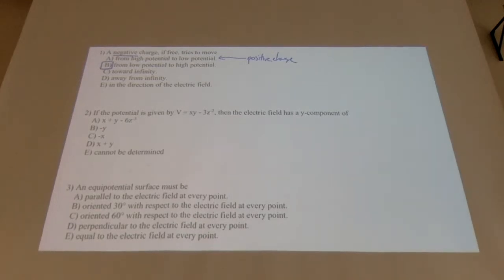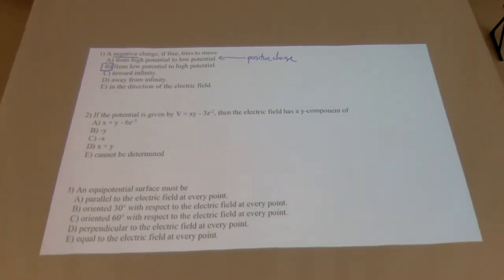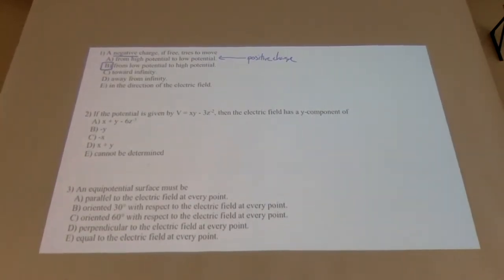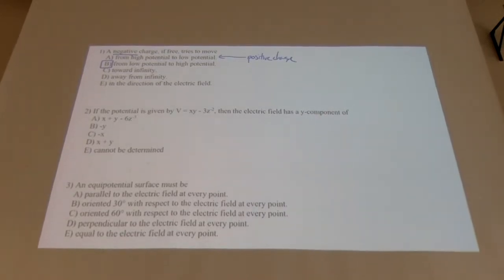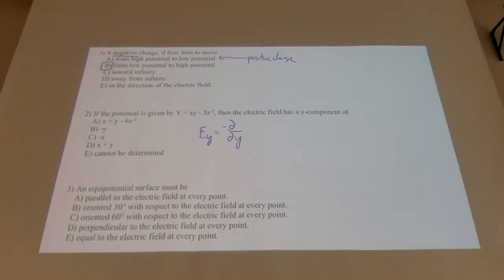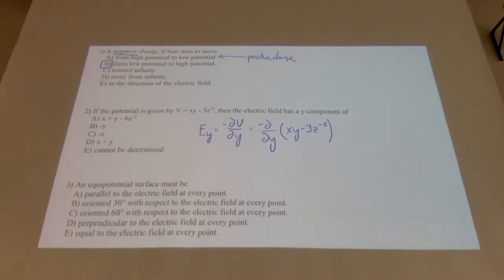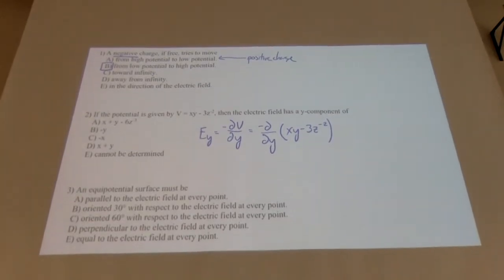Congratulations. Number two makes you do a little bit of calculus. So given this potential function, it asks us to find the y component of the electric field, meaning it wants us to do this. Ey, or E sub y, is equal to the negative partial derivative with respect to y of that potential function. So we're going to plug in the function that they gave us, so minus del y of xy minus 3z to the minus 2. Did I write something down wrong? No? No, it's good? Okay.